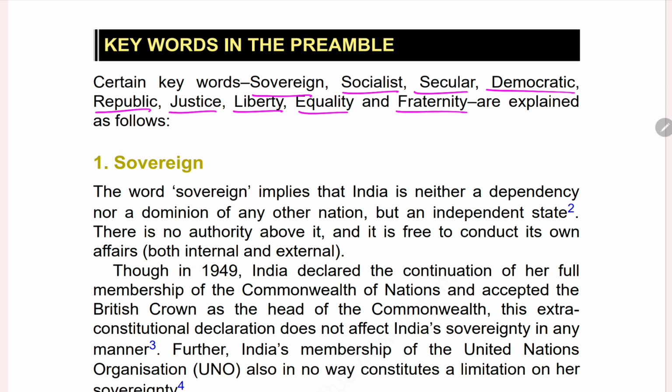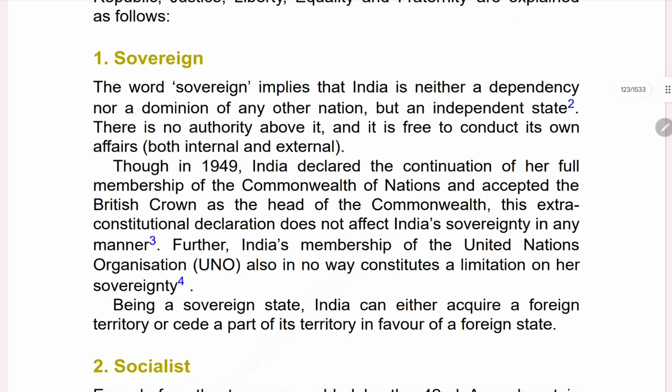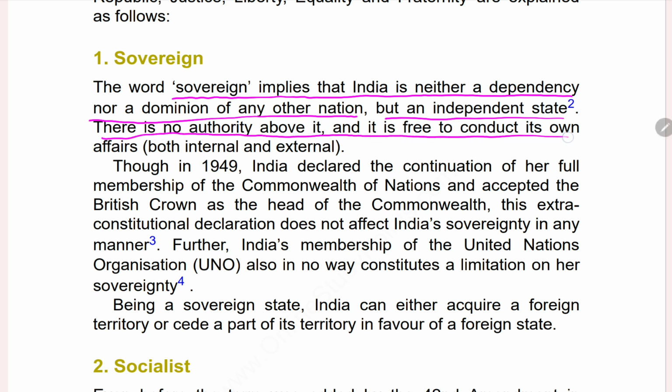Starting with sovereign, what is the meaning of sovereign? The word sovereign implies that India is neither a dependency nor a dominion of any other nation. So we are independent, right? India is an independent state. No other country can enforce their law. They cannot shape our geopolitical affairs, or meddle in our political, social, or cultural activity. There is no authority above it, and it is free to conduct its own affairs, both internal and external.